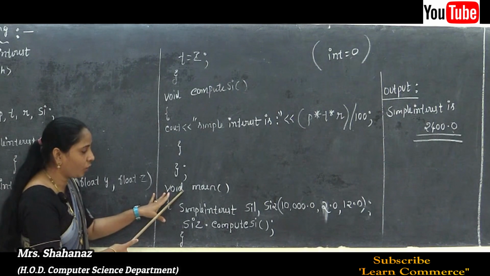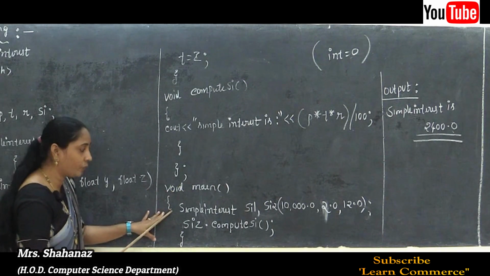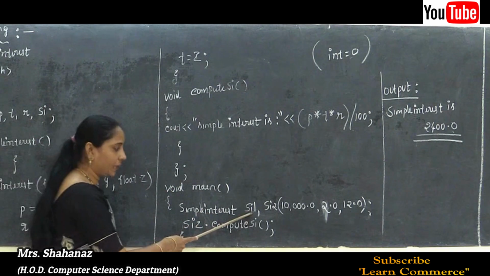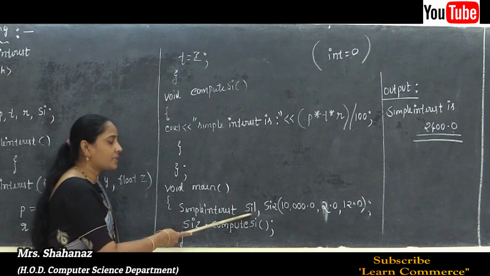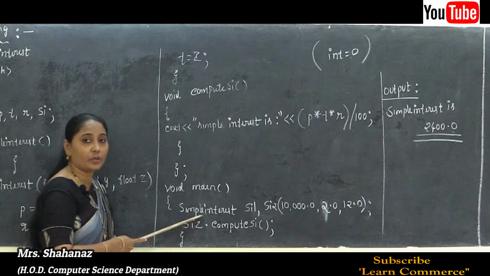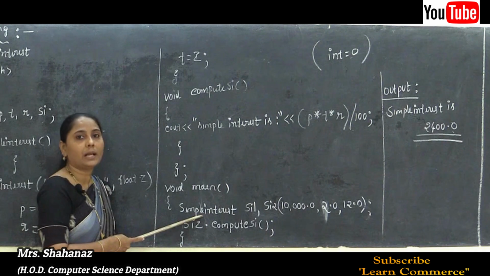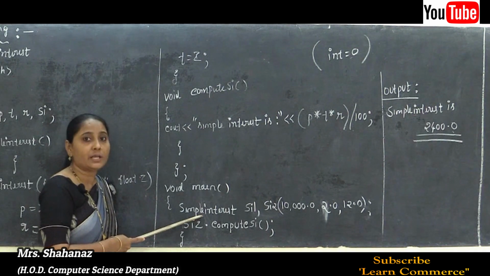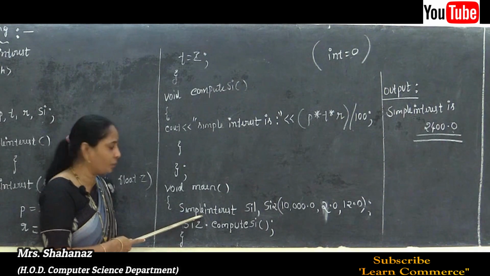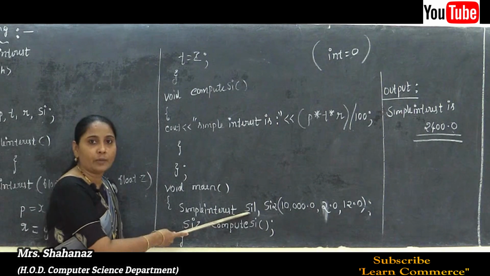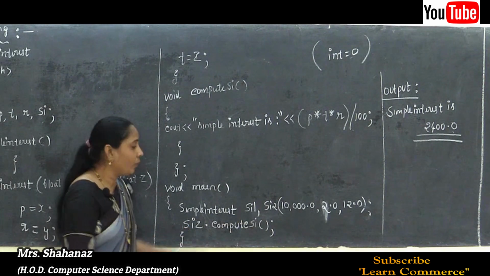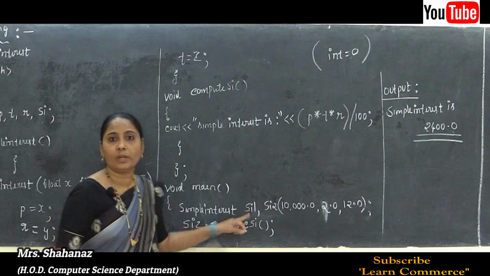So the main function of the program, and in our main function I am declaring some objects. Some objects I am going to declare by using the class name. We know that the class name is SimpleInterest. So I declared some objects. The objects are SI1 and SI2 here. Why? Because for SI1 there is no argument.